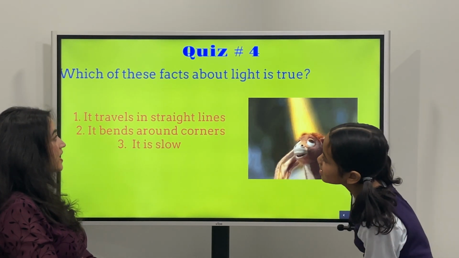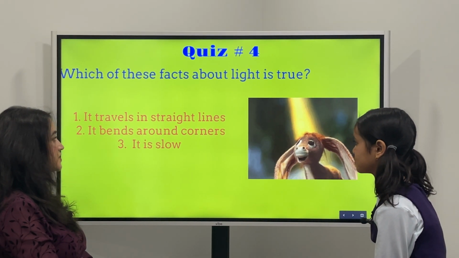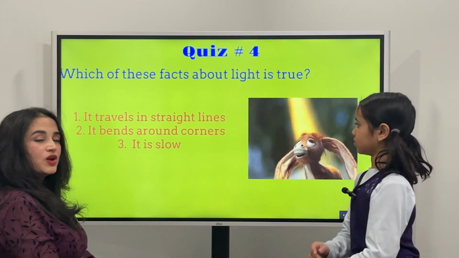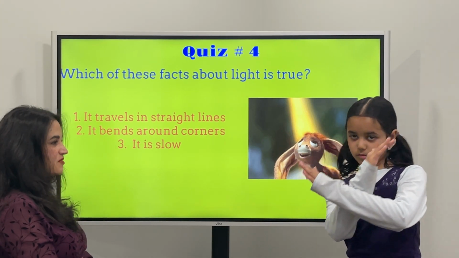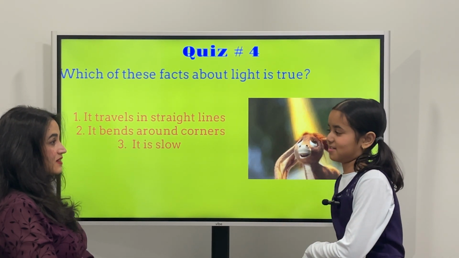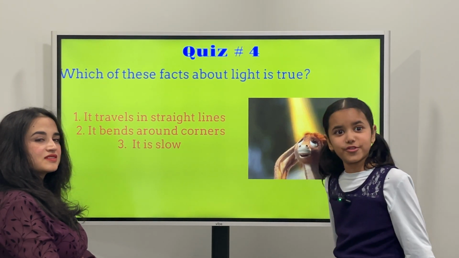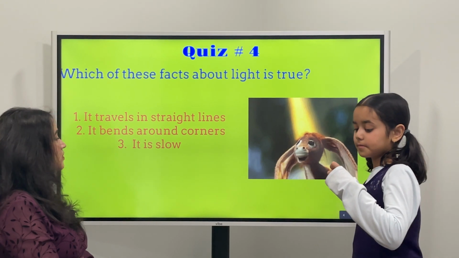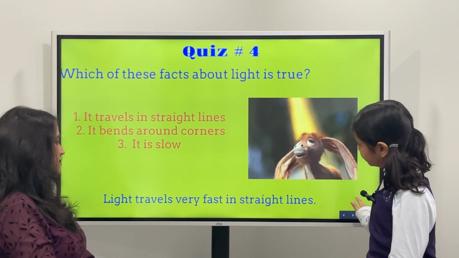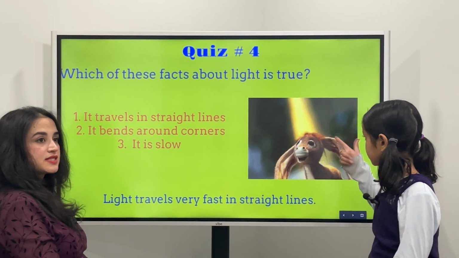Number 4, the cutie part. Which of these facts about light is true? Number 1, it travels in straight lines. Number 2, it bends around corners. Or number 3, it is slow. In the other video, it said it's really, really fast. One second is 7 times around the whole universe. So number 1, I believe. Right. Light travels very fast in a straight line.